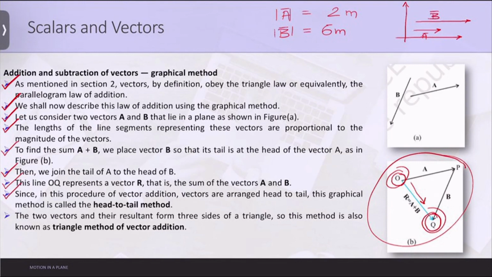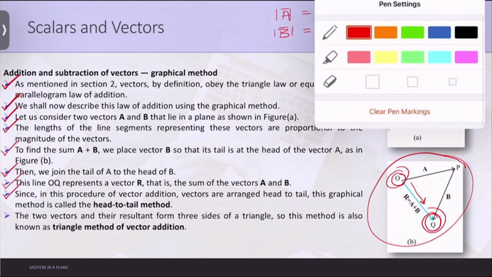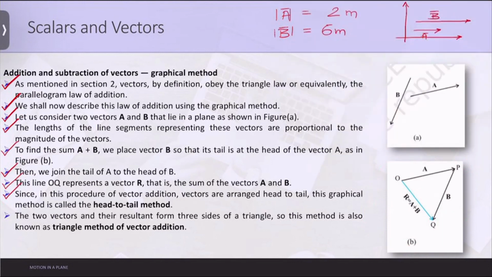Since in this procedure of vector addition, vectors are arranged head to tail. How is it being arranged? As you can see clearly, it is arranged head to tail: the head of vector A and the tail of vector B. This graphical method is called the head to tail method. Everything general, 90 to 95 percent of definitions which are written, can be understood even by the name itself.